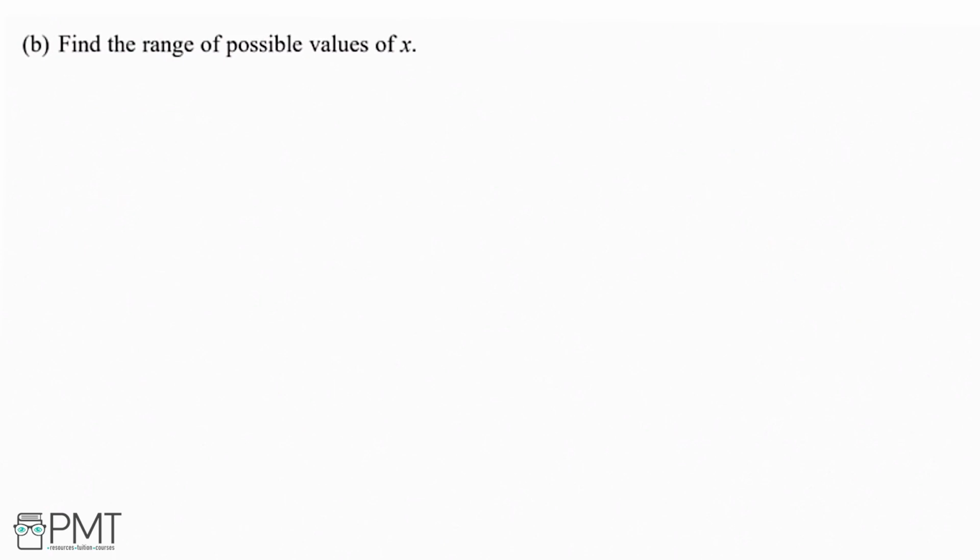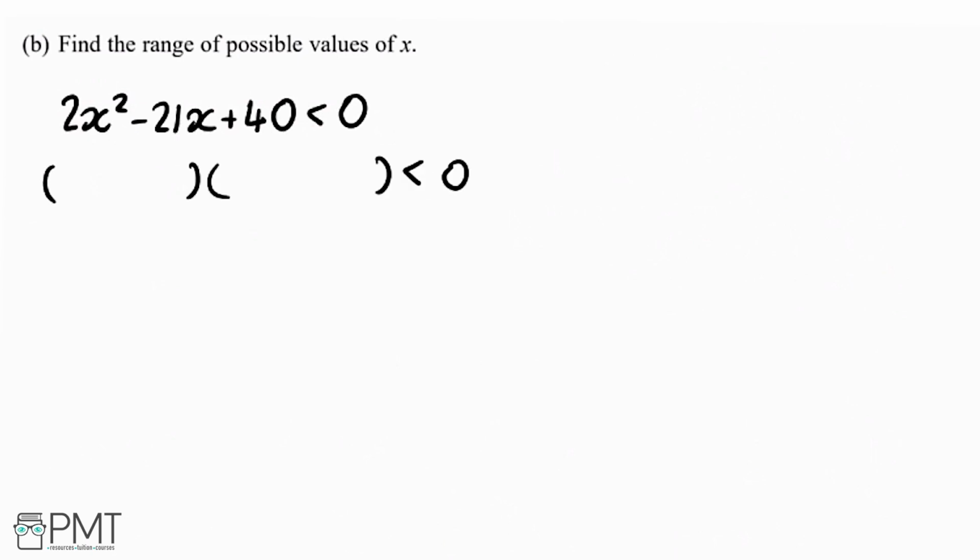And part B says we need to find the range of possible values of x. Okay, so this is what we're working with at the end of part A. The first thing we want to do is factorise this, so essentially put it into a set of brackets like this. If you look online on the Physics and Maths Tutor website, there'll be lots of other examples and help with learning how to factorise things like this.